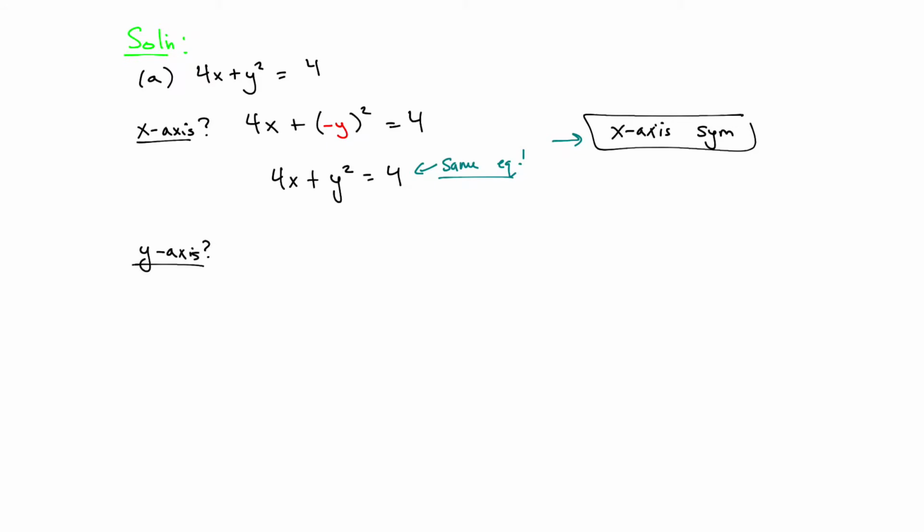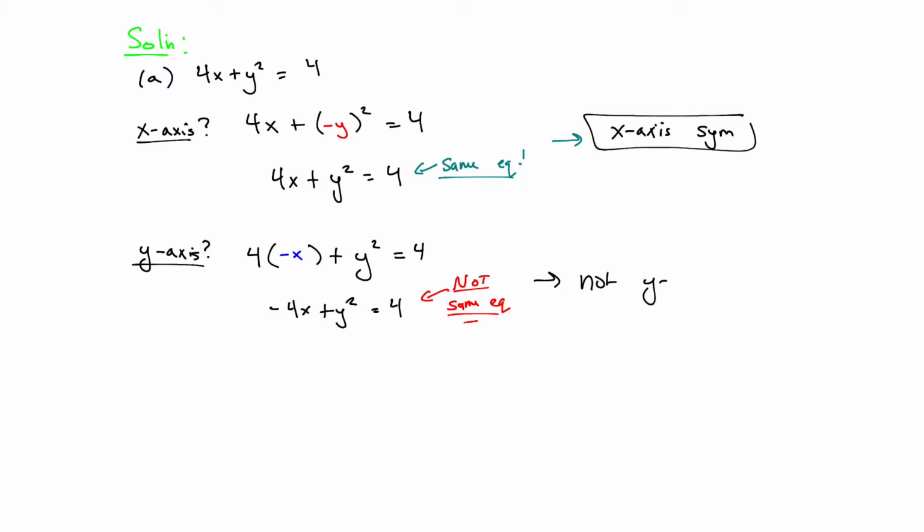Well, with y-axis symmetry, you're going to replace x with negative x. So this becomes 4 times negative x, and y stays the same, so it's plus y squared equals 4. And simplifying that, we get negative 4x plus y squared equals 4. Now that's not the same equation. So that means we do not have y-axis symmetry.